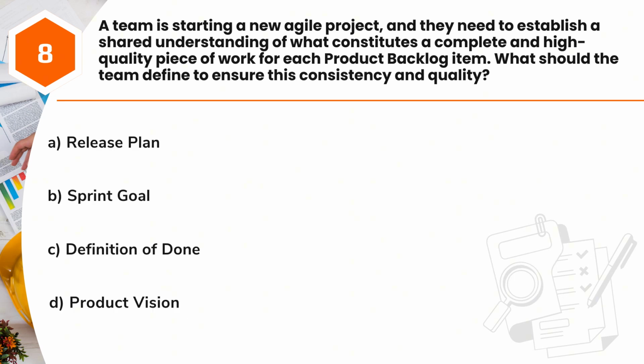Question 8. A team is starting a new Agile project, and they need to establish a shared understanding of what constitutes a complete and high-quality piece of work for each product backlog item. What should the team define to ensure this consistency and quality? A. Release plan. B. Sprint goal. C. Definition of done. D. Product vision.